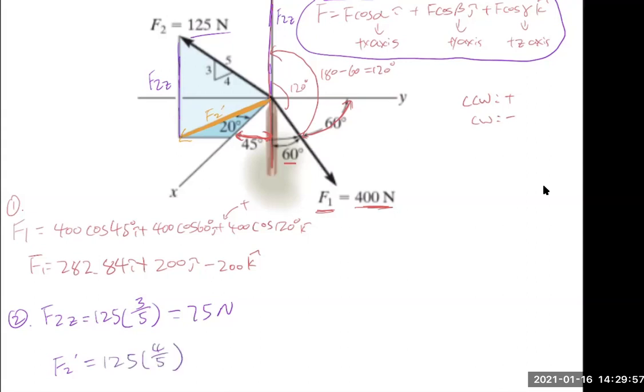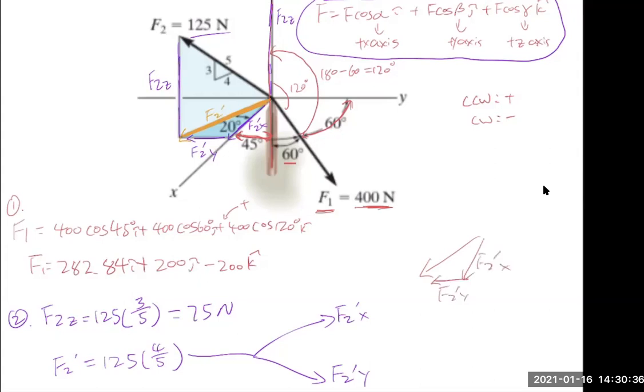But you have to break F2 prime into its F2 prime x and F2 prime y. Let me just draw the triangle. This is F2 prime y, F2 prime x, and this is the 20 degrees right here. This is F2 prime.